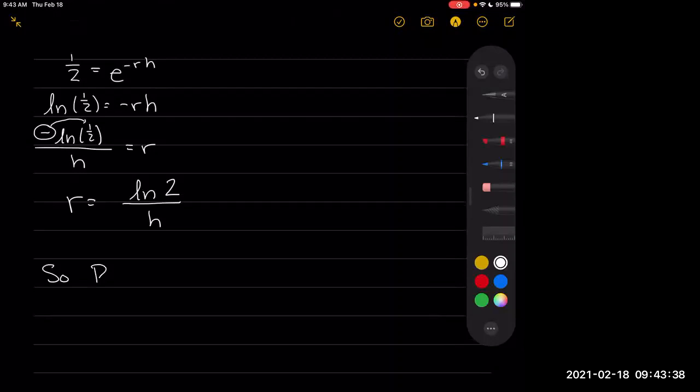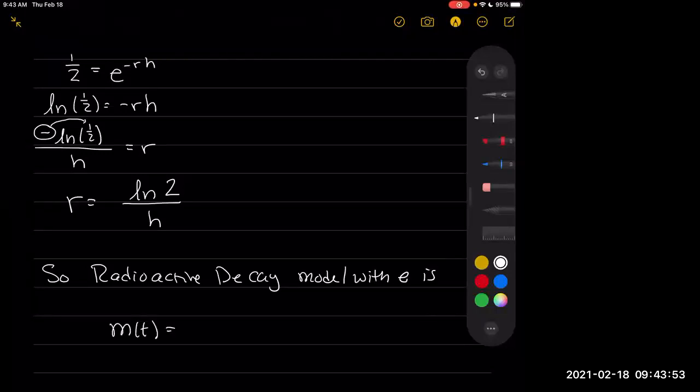So, the radioactive decay model with e is m of t equals m naught e to the minus rt, with r equals the natural log of 2 over h.